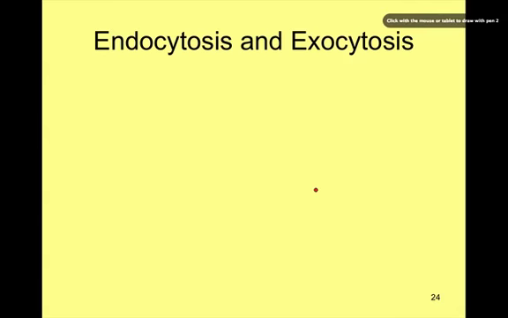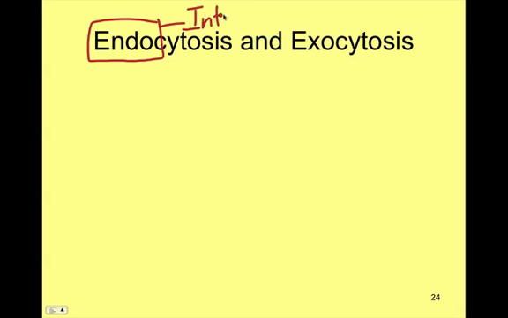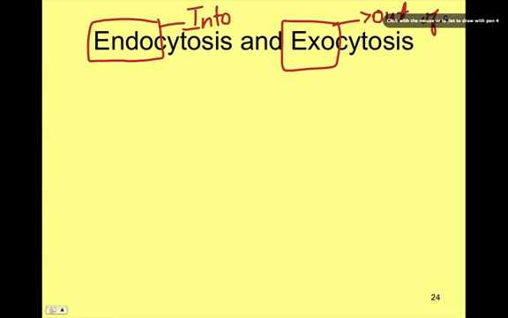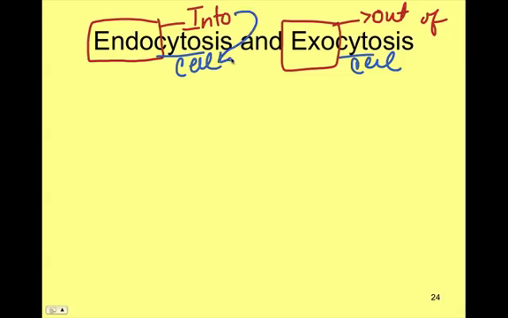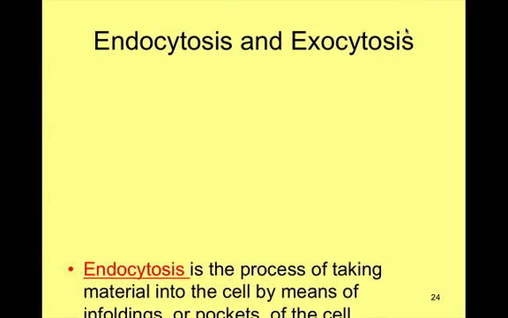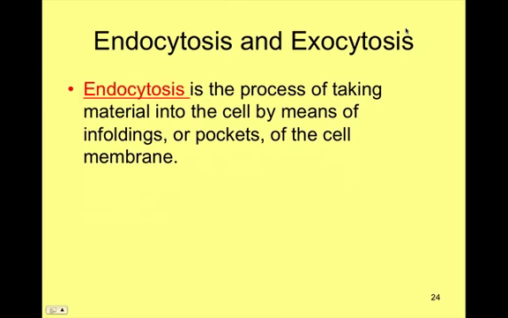And from the prefixes, which I'm sure you love learning in English class, endo means into, and exo means out of. Cyto means cell. So endocytosis means into the cell. Exocytosis means out of the cell. So there's the fancy definition.